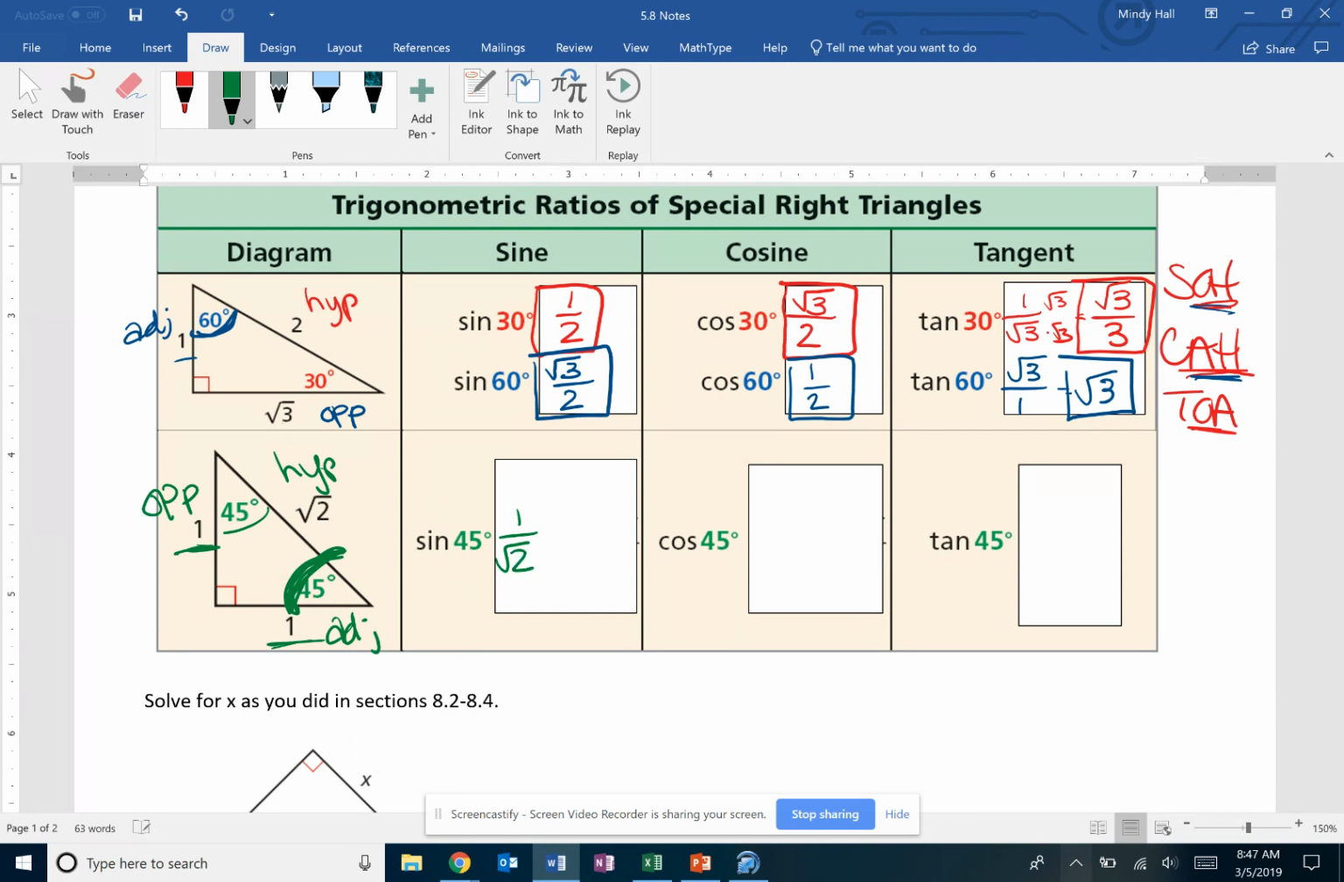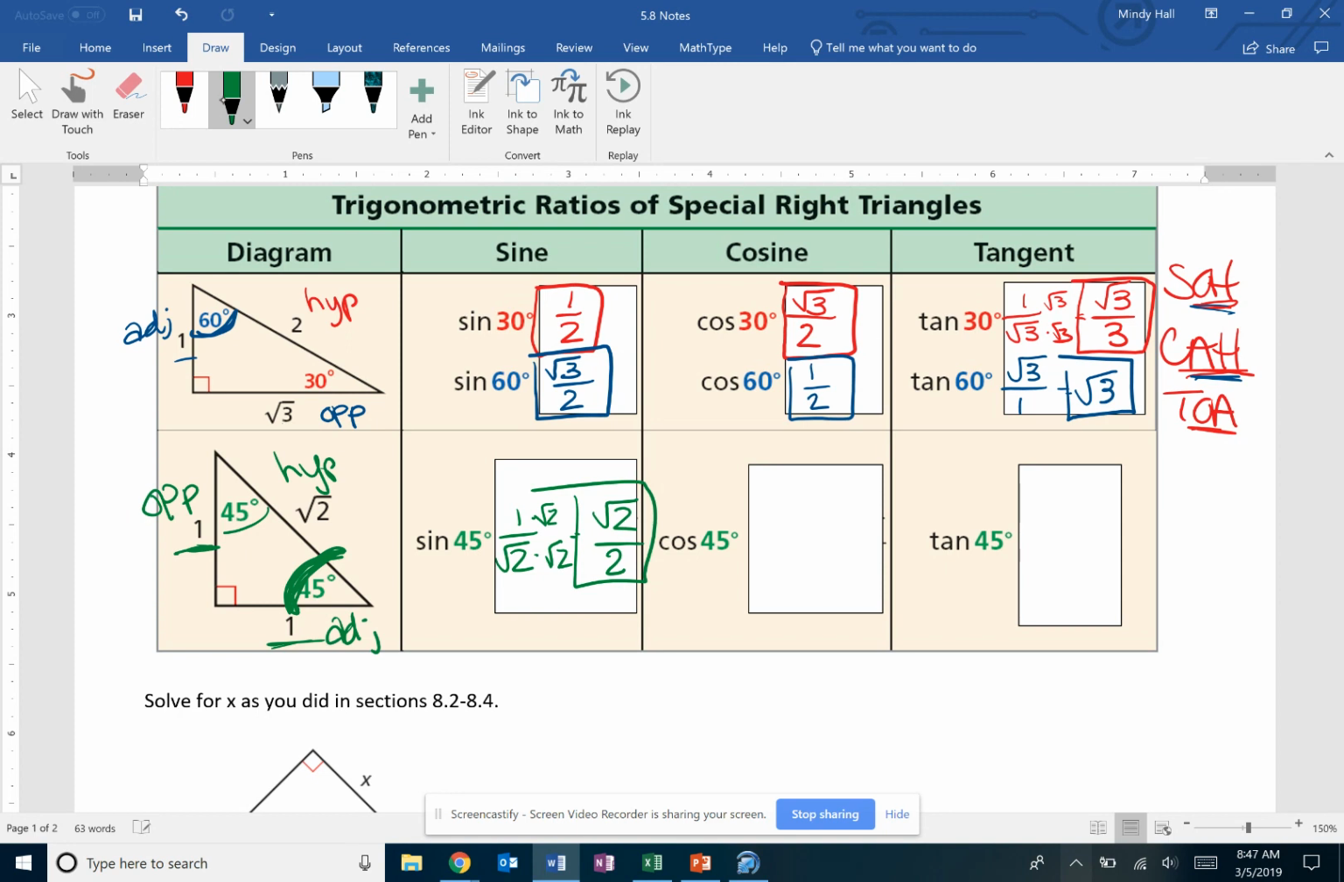But we got our no-no. We can't have that radical in the denominator. So we're going to multiply by the square root of 2. So then 1 times square root 2 is just square root of 2 over, and then square root 2 times square root 2 is the square root of 4, which is just 2. So sine of 45 is square root 2 over 2.